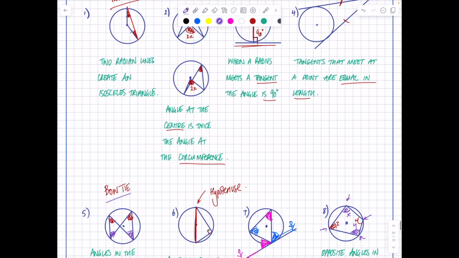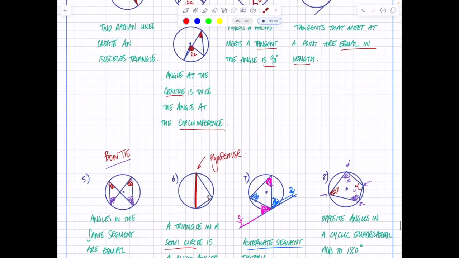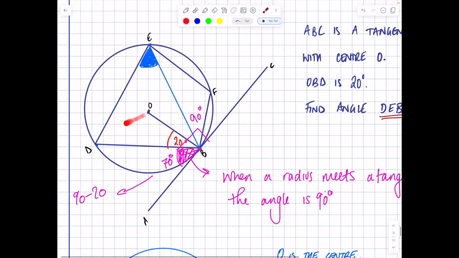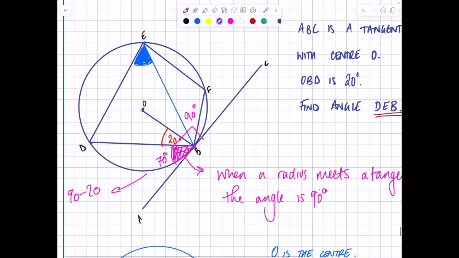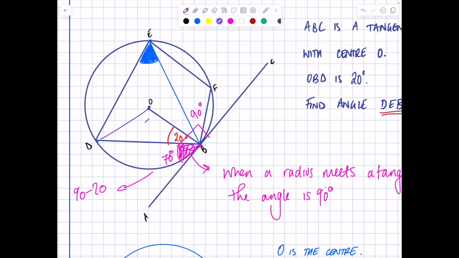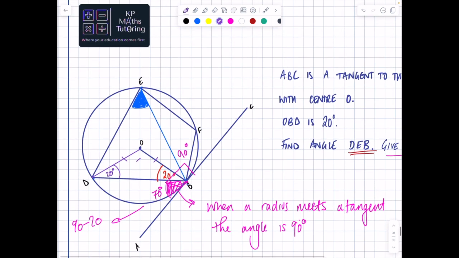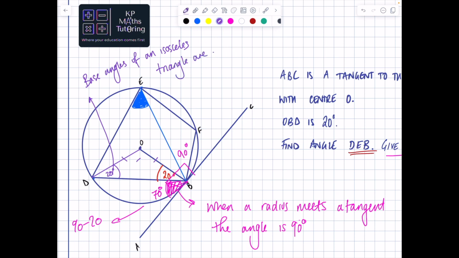So we go back to this first rule here. This is going to help you quite a lot. And actually straight away, if I do that by drawing a line down there, that line there means I've created an isosceles triangle, and then therefore that is also 20 degrees. And my reason for that is going to be base angles of an isosceles triangle are equal.